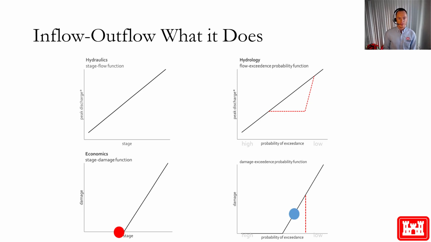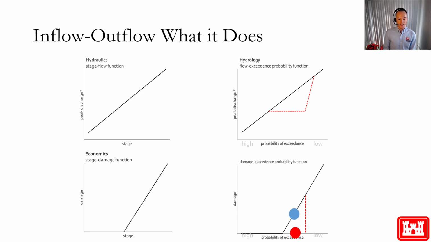However, because the dam has decreased the frequency of certain peak stages, the damage exceedance probability function is truncated. So what we see is that the inflow function may be represented by the black flow exceedance probability function in the top right, and the outflow function is equal to the inflow function except where the red dashed line breaks away from the black line, in which case the outflow function is represented by the red dashed line.